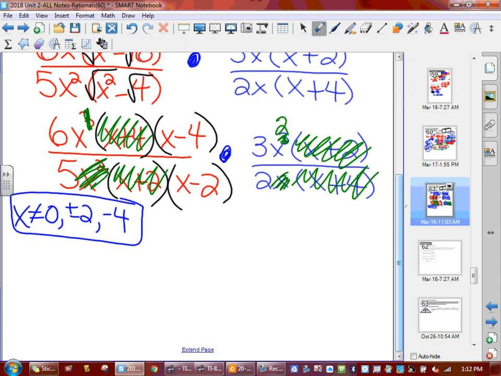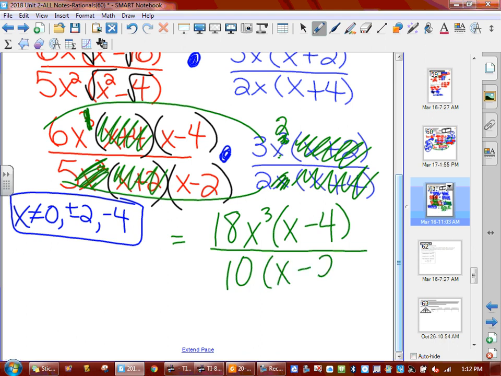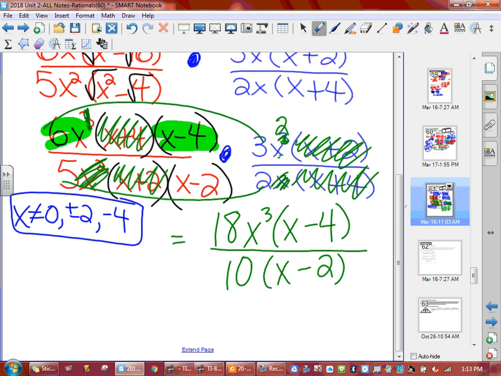We are now going to multiply the coefficients. So 3 times 6 gives me 18. How many x's are left over on top? I have 2 with this guy, 1 with that guy, so that's 3. X cubed. I have a bracket left over, x minus 4, all on top of 2 times 5, 10, beside x minus 2. I'm highlighting everything that was left over, because everything that was left over has to multiply. That's what we end up with in our final answer.